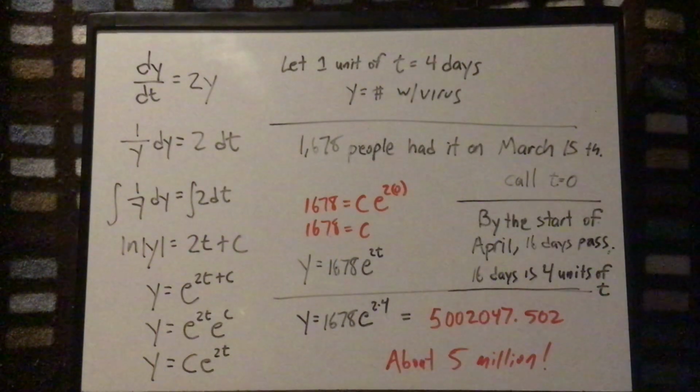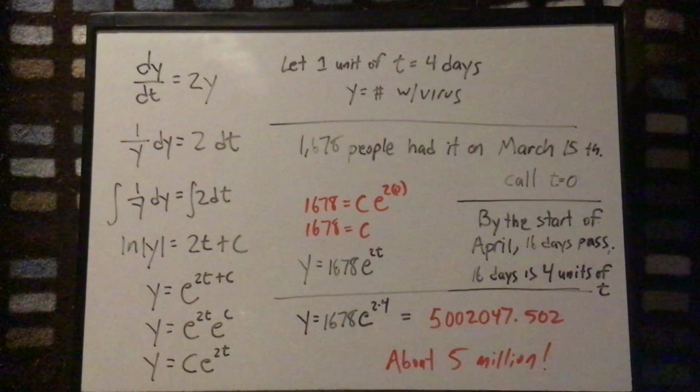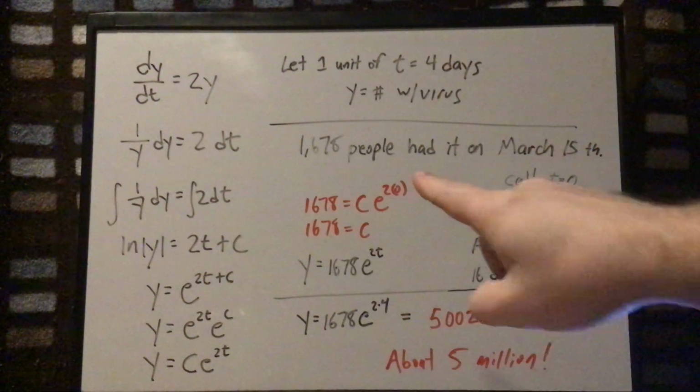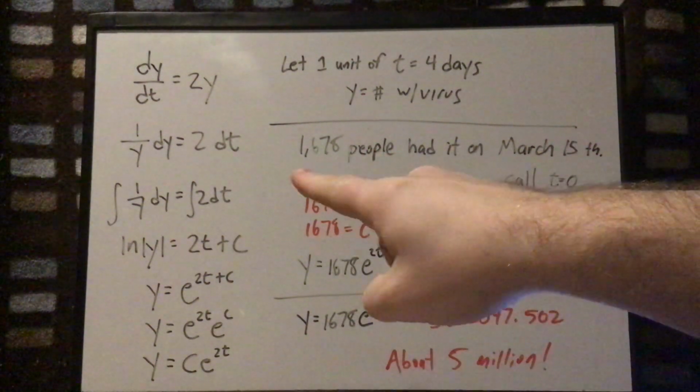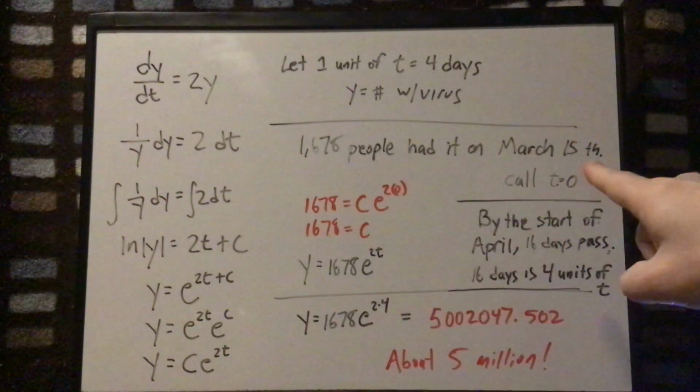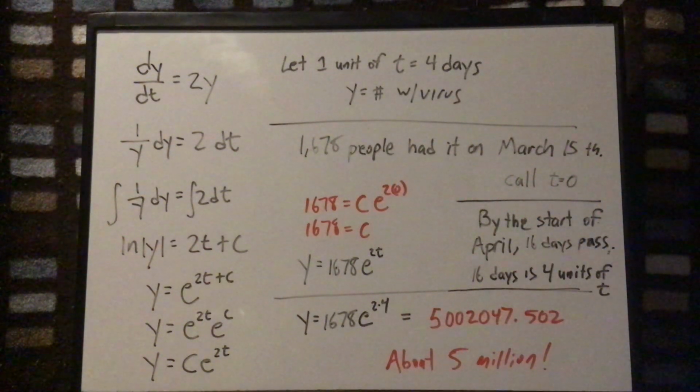Now, since I want to actually answer a question for a given number of people at a given time, remember, Doctor Who and friends told us that 1,673 people had it on March 15th, and we want to know how many people would have it by the start of April. I can use that as my initial condition in the differential equation.